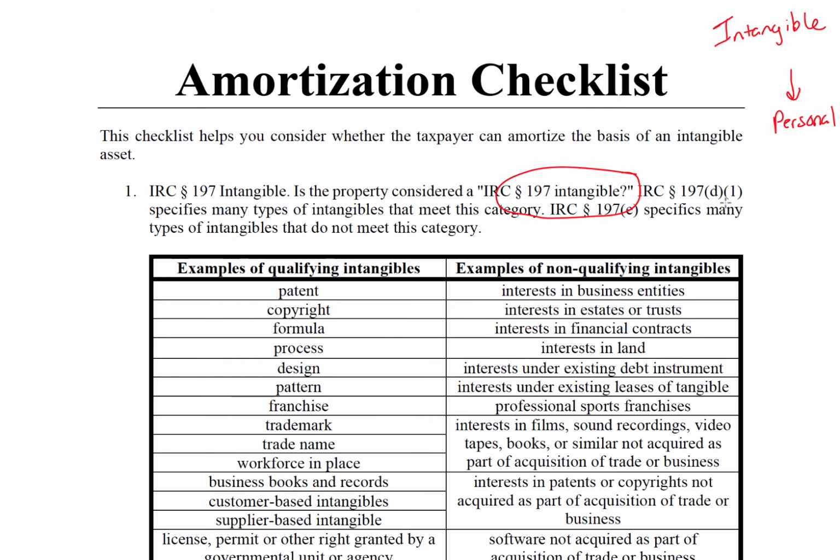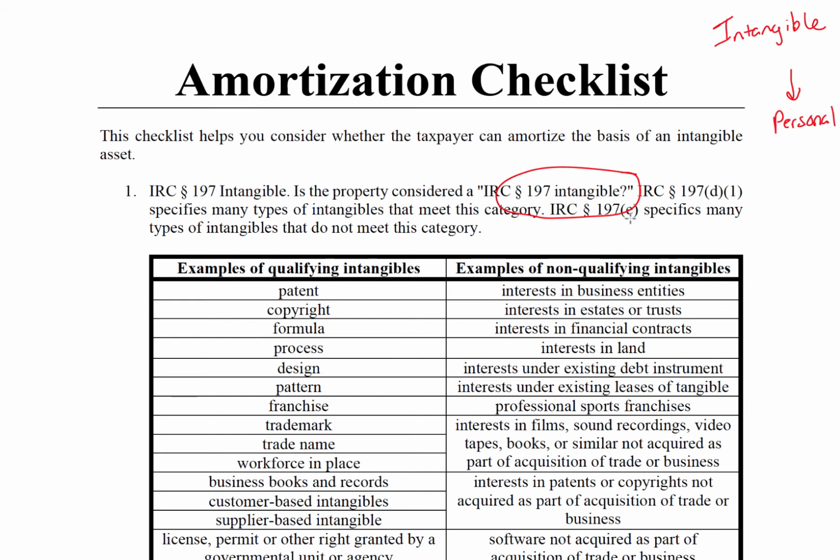Section 197(d)(1) specifies many types of intangibles that meet this category. I have some examples, and yes, these are listed in Section 197(d), but it actually says that there can be others that are similar to these that might not be listed. There are so many different types of intangibles out there, and more and more as we go in time, right? Technology, this is the whole idea here.